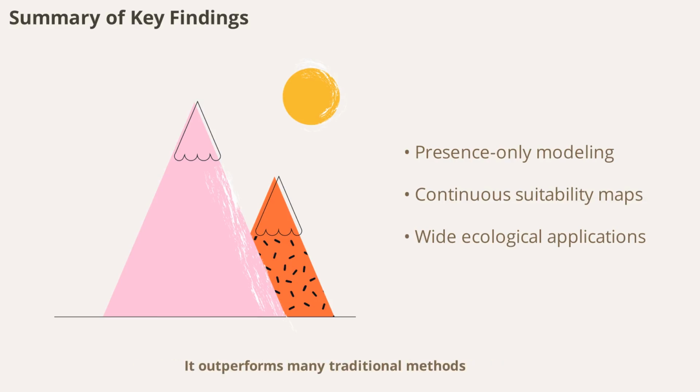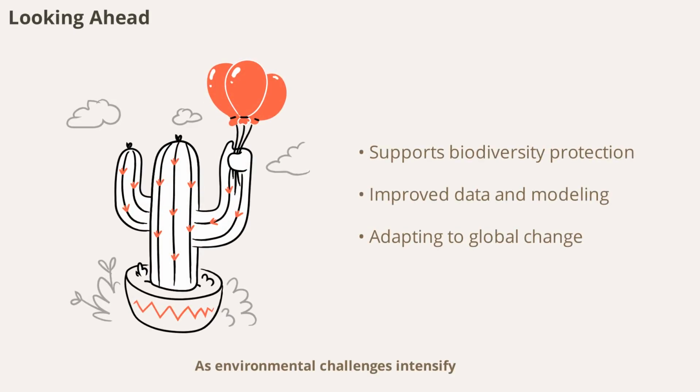It outperforms many traditional methods, especially when data are limited or absence information is unavailable. By producing continuous suitability maps and integrating diverse environmental variables, MaxEnt supports a wide range of ecological and conservation applications. As environmental challenges intensify, tools like MaxEnt will play an increasingly important role in understanding and protecting biodiversity. Ongoing improvements in data collection, modeling techniques, and computational power will further enhance our ability to predict and manage species distributions in a changing world.